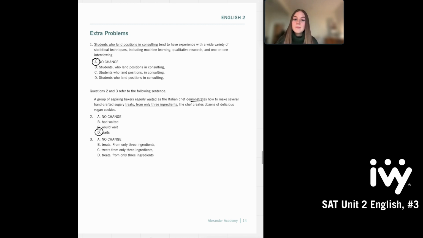For number 3, we need to identify here that these are 2 independent clauses. Therefore, we should replace the comma after traits with the period and start a new sentence.